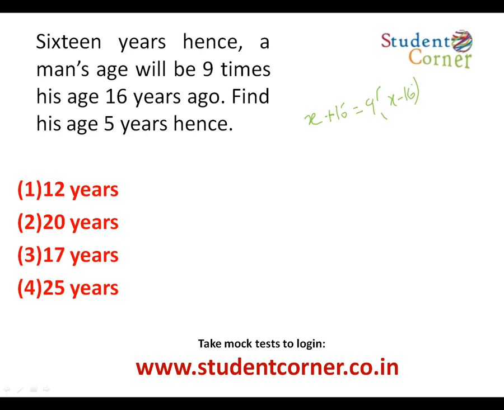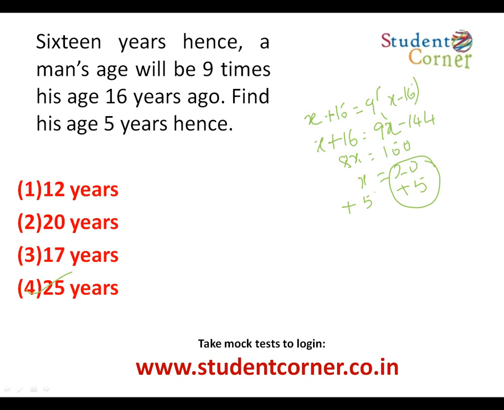Since this is a single variable, let us solve: X plus 16 is equal to 9X minus 144. So 8X is equal to 160. Therefore X is equal to 20. Now he is asking to find his age 5 years hence. What do you mean by 5 years hence? Add 5. 20 plus 5 is 25. Therefore, your option is 25 years, that is the fourth option.